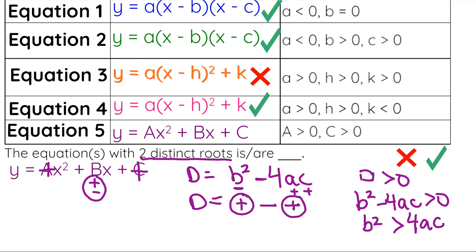I need to know the value, because if b is a really big number and I square it, it's always going to be greater. But if b is a really small number, it might be less than. So I don't have enough information to say anything about equation 5. So my answer, which equations have two distinct roots? It would be equation number 1, equation number 2, and equation number 4.